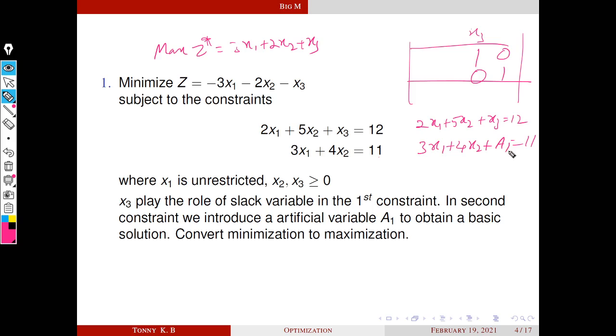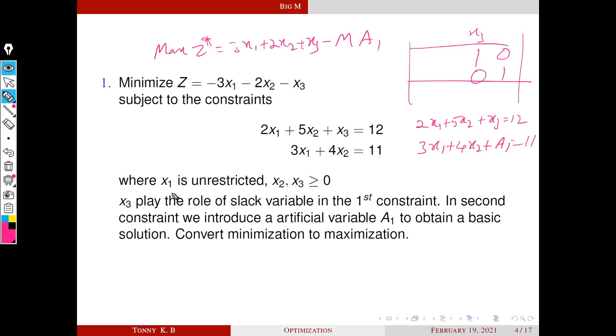Okay, then what is the cost of the artificial variable in the objective function? This is our new objective function. The cost of the artificial variable in the objective function is minus M, where M is a very huge positive quantity. So minus M a1. Now this is the new objective function, 3x1 plus 2x2 plus x3 minus M a1, subject to these two constraints.